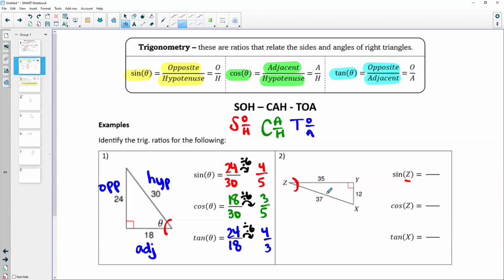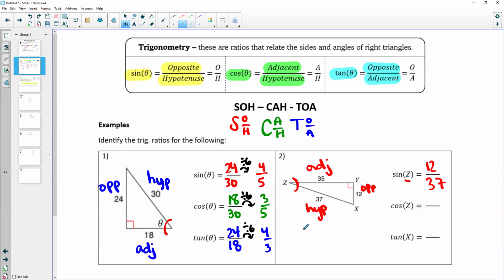As I start to label the sides of the right triangle, you always start with the hypotenuse first. The hypotenuse is across the 90, so this is our hypotenuse. I'm going to put HYP for short. The side across the angle of perspective is your opposite, so this is OPP. And the third remaining side represents your adjacent side. If we're going to write the ratio for sine of z, sine is opposite over hypotenuse. Opposite is 12 on top. Hypotenuse is on the bottom. Hypotenuse is 37.